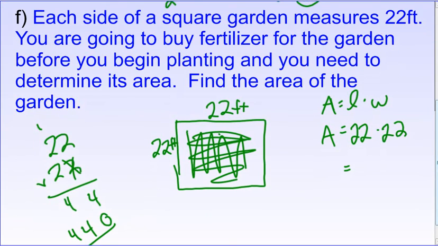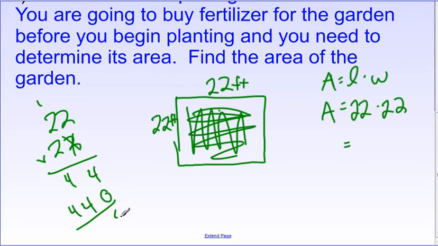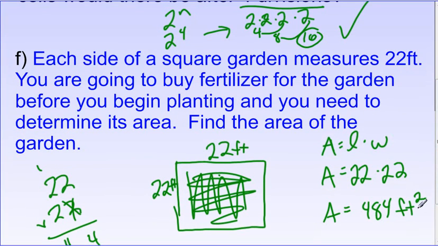Why did I go slanty like that? 4, 8, 4. So we got 484 feet squared. Whenever you find the area of something, your units will always be squared because you're taking feet times feet. So you get feet squared. So the area of this garden was 484 feet squared.